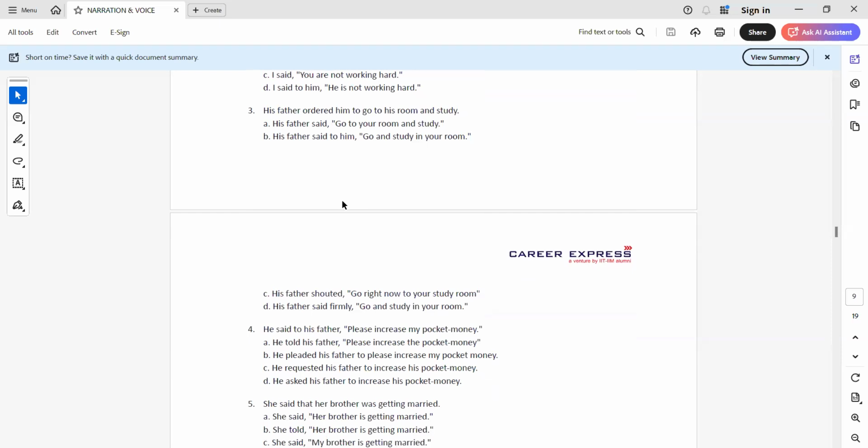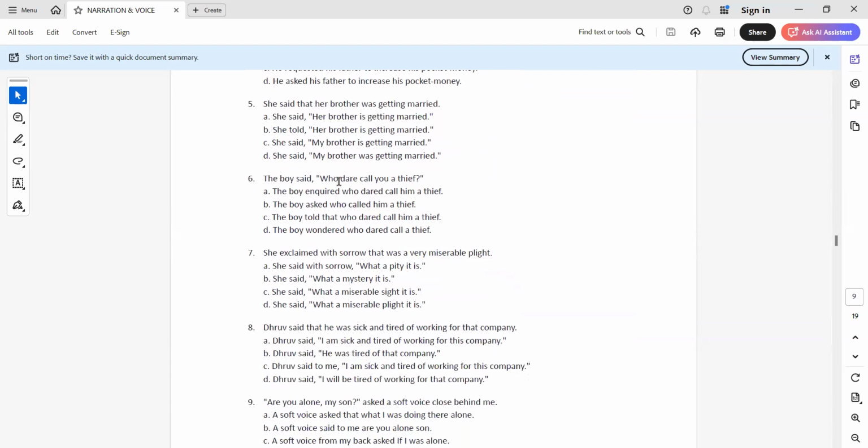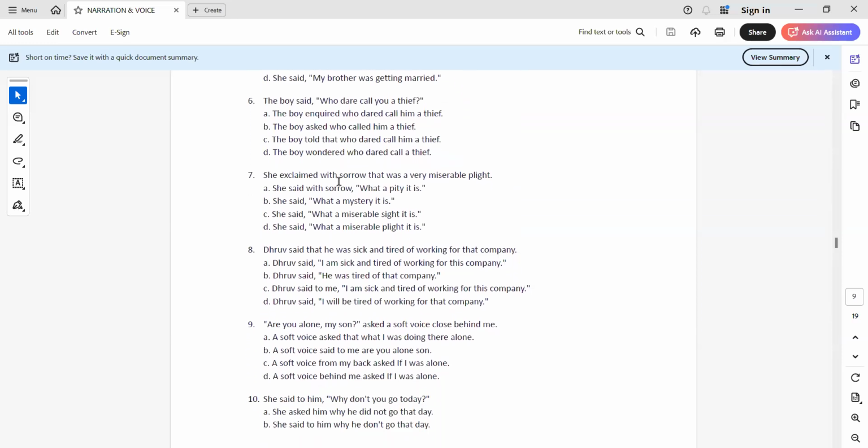He said to his father, please increase my pocket money. He requested his father to increase his pocket money. Correct. She said that her brother was getting married. She said, my brother is getting married. Correct.